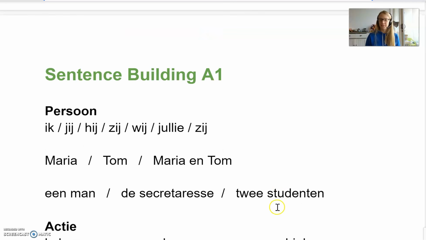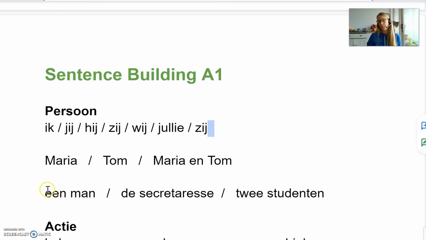So what do we need to make a sentence? Well, we always need a subject. Usually that's a person, and we need a verb. Most of the time that's an action. So I will call them person and action. You can use a name for a person, but you can also use these personal pronouns. We use them a lot. Words like I, you, he, she, we, you guys, they. Ik, jij, hij, I, you, he, etc.